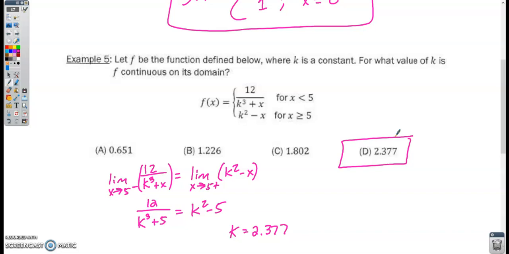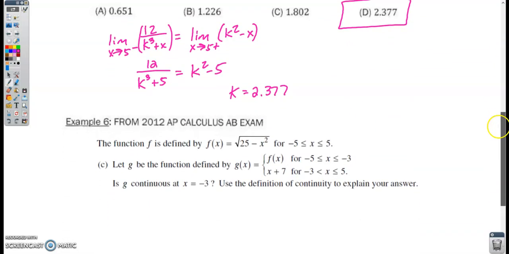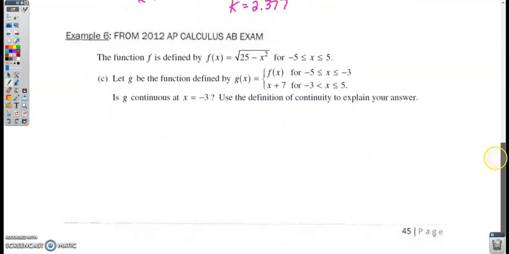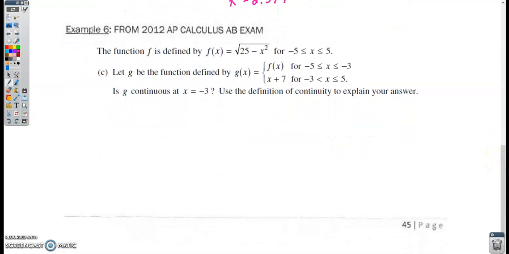All right, last one. Example 6 from the 2012 AP Calculus AB exam. I believe it was free response number 4 that this comes from. The function f is defined by f of x equals the square root of 25 minus x squared for negative 5 is less than or equal to x is less than or equal to 5.